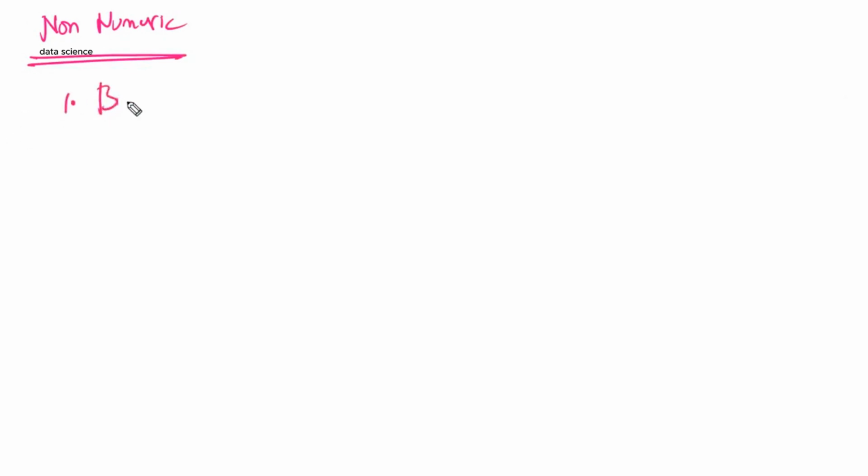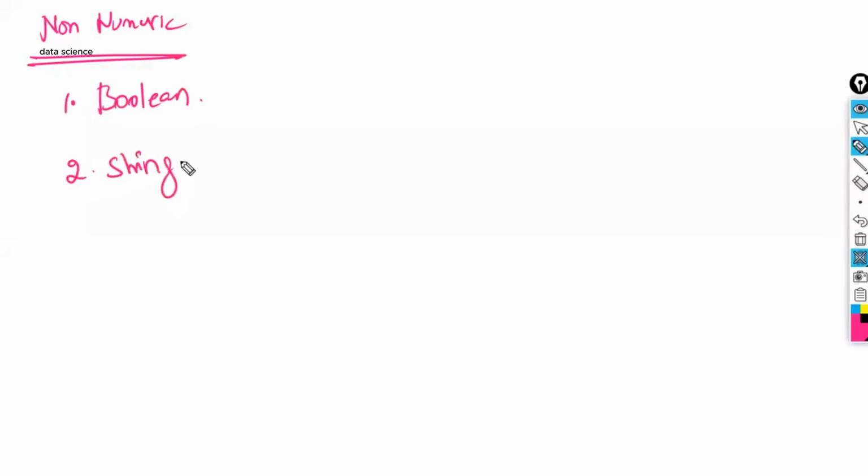Now, let us move on to the next part, which is called text, which is non-numeric. So numerics we have completed. Now we are moving on to the non-numeric. Within the non-numeric, we have two. One is called Boolean and one is called string. These are the two different data types we have in non-numeric.